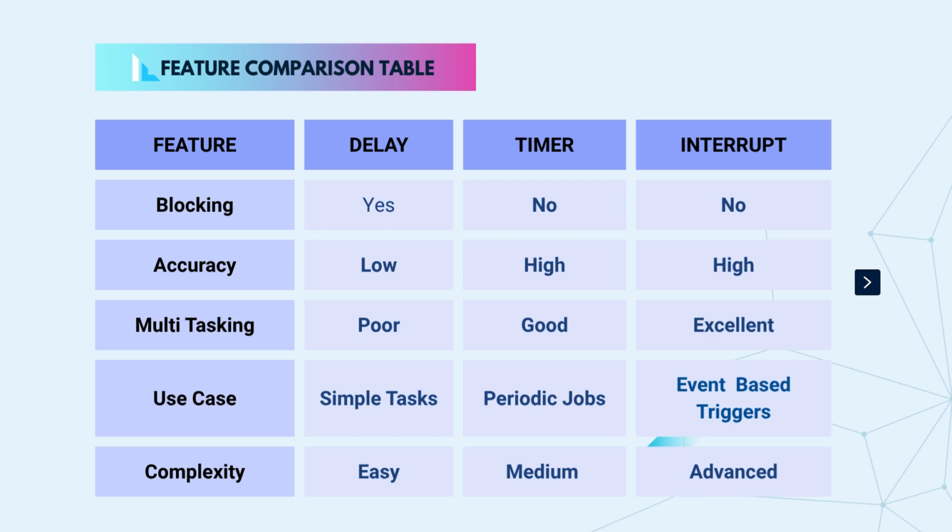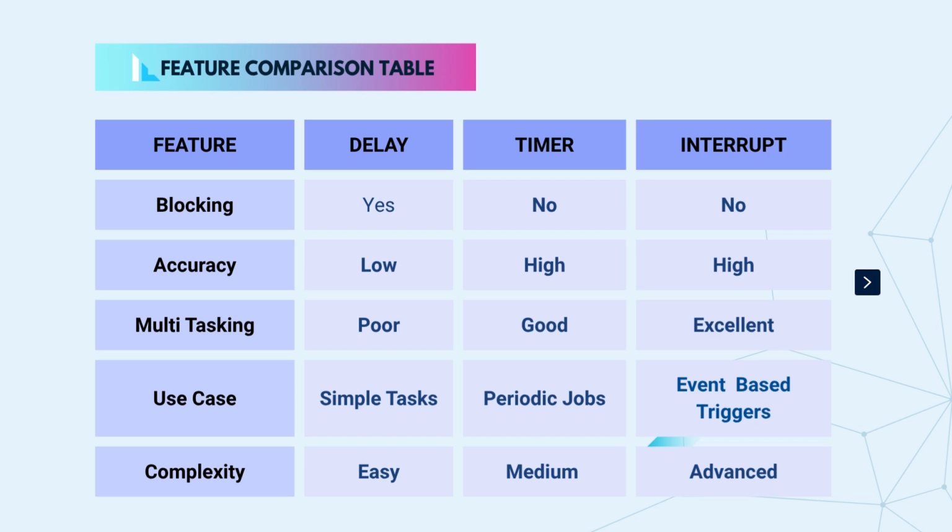Use cases? Use delay for simple tasks like blinking an LED. Use timers for recurring jobs like sensor reading, PWM generation, or precise time-based tasks. Use interrupts for event-based triggers, like handling button presses, receiving communication data, or reacting to sensor thresholds. And finally, complexity. Delays are super easy, one line of code and you're done. Timers take a bit more effort, you'll configure registers or use libraries. Interrupts are the most powerful, but they require careful setup and clean code to avoid bugs or system crashes.